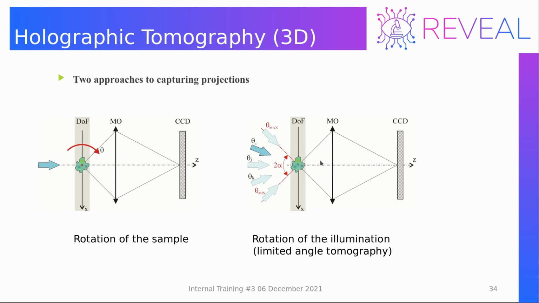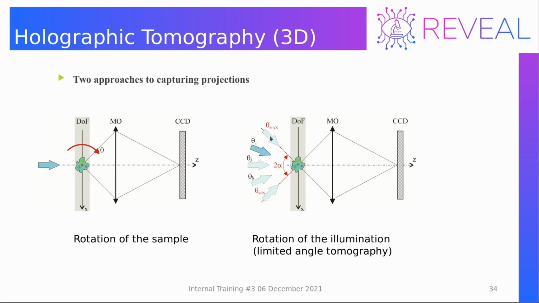projections. And the second approach is that the sample is stationary, it is not moving, but instead you change the direction of the illumination. The advantage of this solution is that you don't have to move your sample, and that is very important when you analyze biological samples, because if you started rotating the samples like in the first approach, very quickly your biological cells would start moving in, for example, the Petri dish in which you make the measurements, and you would spoil the measurement.